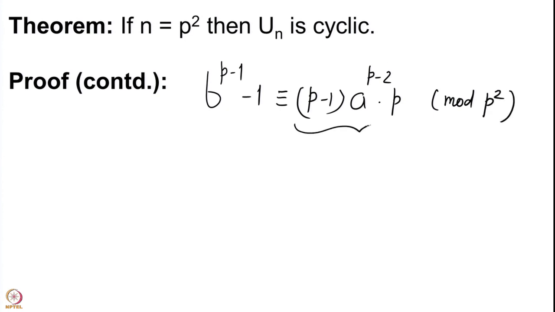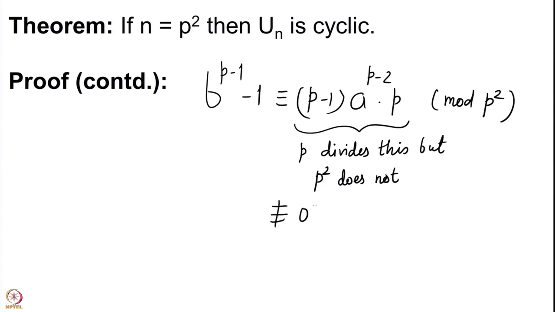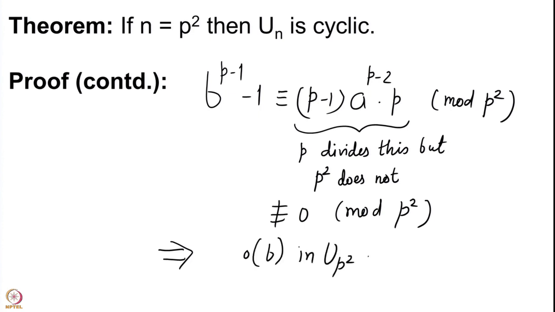And here you have that p divides this, but p squared does not. So, we get it to be not congruent to 0 mod p squared, and therefore, the order of b in U_{p^2} is not p - 1. That is it. Then this b will have to be a primitive root modulo p squared by the discussion that we have seen earlier.